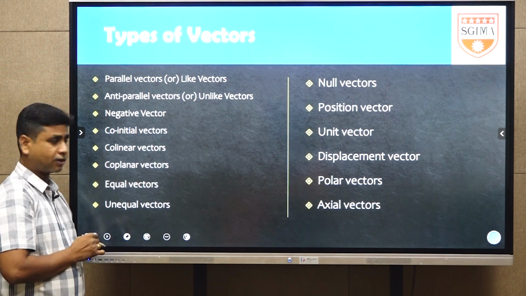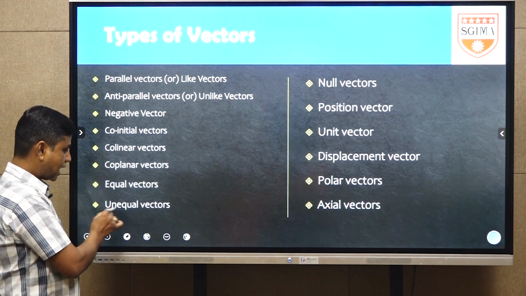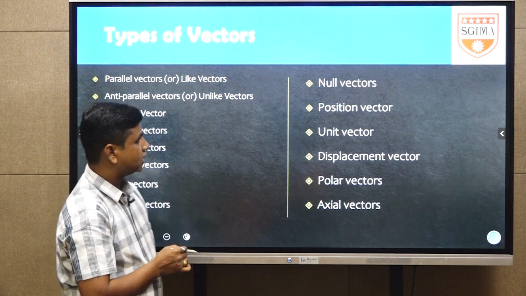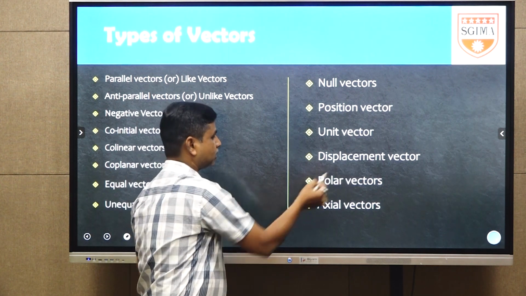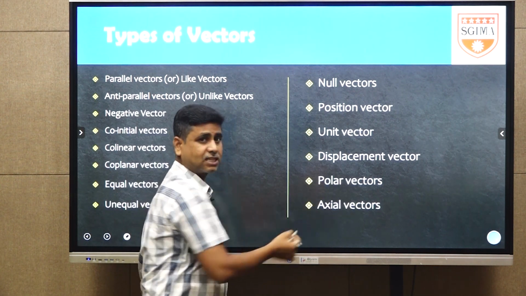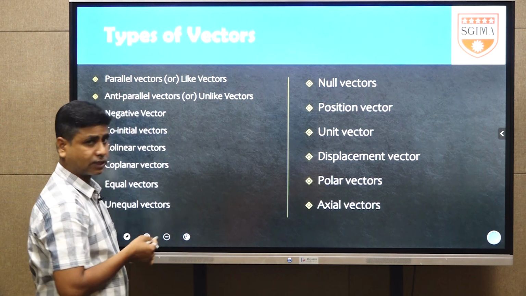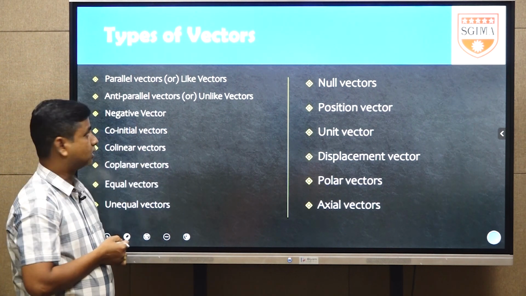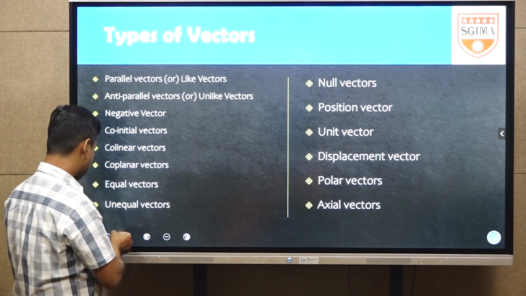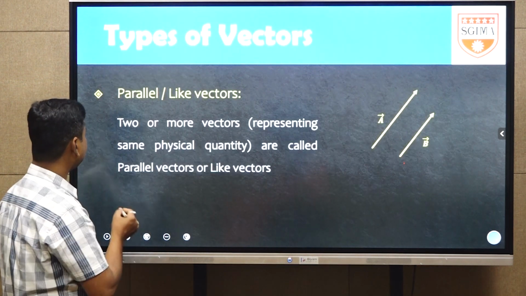Next are co-planar vectors, equal vectors, unequal vectors, null vectors, position vector, unit vector, displacement vector, polar vector, and axial vectors. These are the types of vectors. Now we will discuss each type of vector. The first one is parallel vectors. We will see what a parallel vector is.